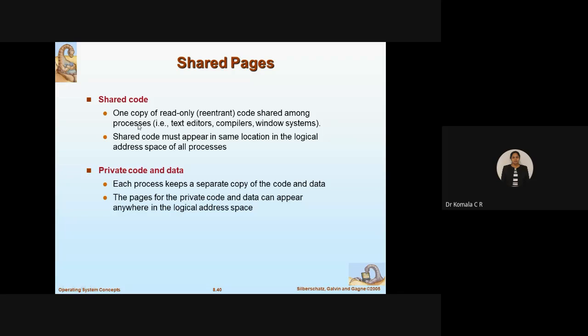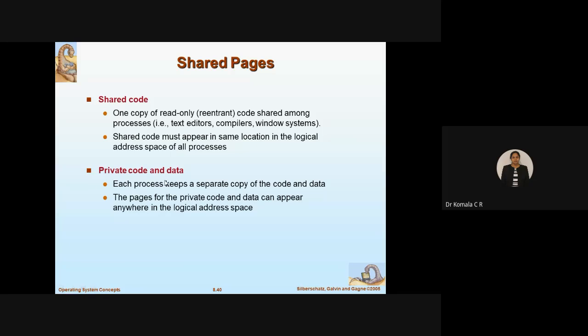You have one set of code in one page, assume. That set of code you can share among n processes, maybe via text editors, compilers, or window systems, whatever. Shared code must appear in the same location in the logical address space of all processes. So how are you going to share? Whatever logical address you have generated, that address should be the same for all the processes. Then only can you share that particular page.